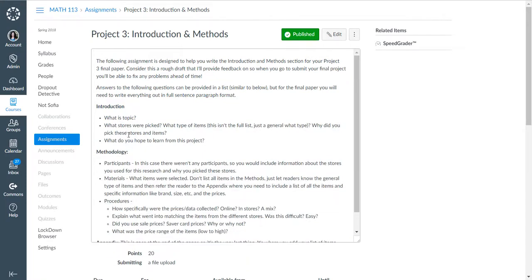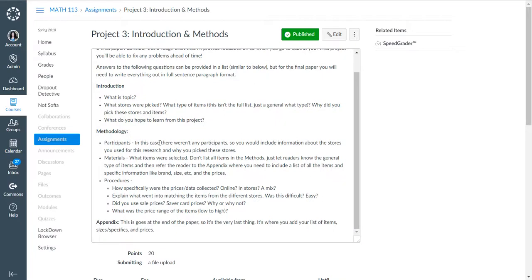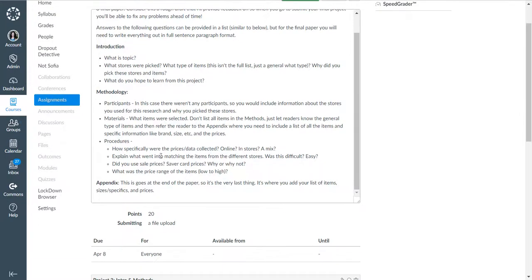So what's the topic, and what stores were picked? There weren't any participants, so you just include information about the stores you used and why you picked them. Materials: what items were selected. Don't put them in the methods, just let readers know the general type, and then put them in an appendix at the very end. Then procedures, just explain that.